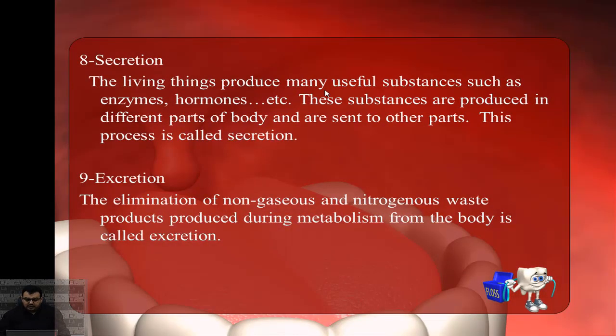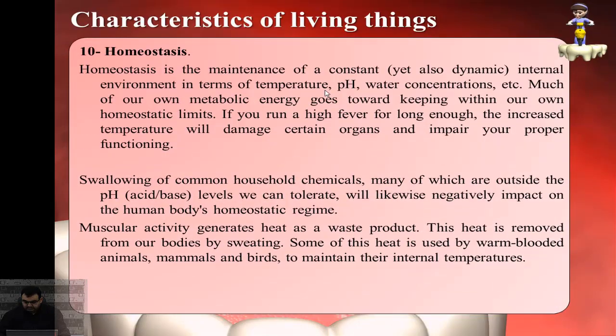8, secretion. Living things produce many useful substances such as enzymes, hormones, etc. These substances are produced in different parts of the body and are sent to other parts. This process is called secretion. 9, excretion. The elimination of non-gaseous and nitrogenous waste products produced during metabolism from the body is called excretion.